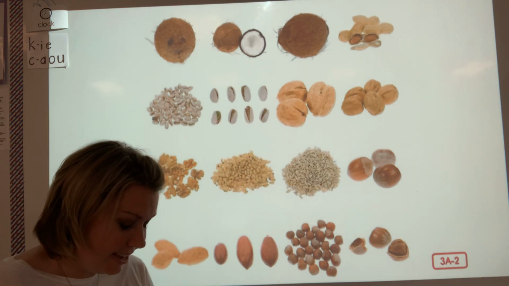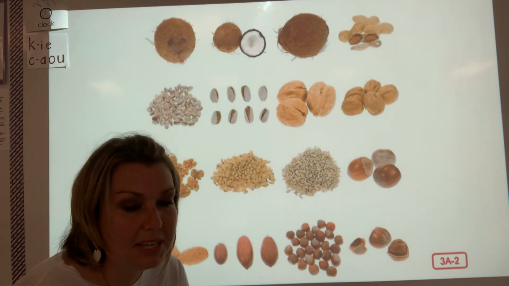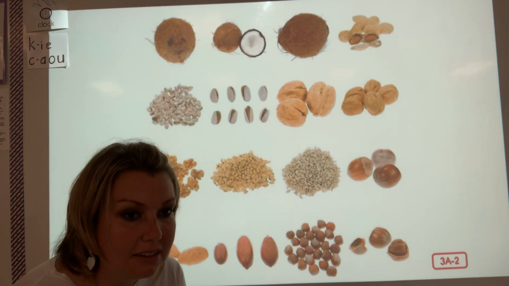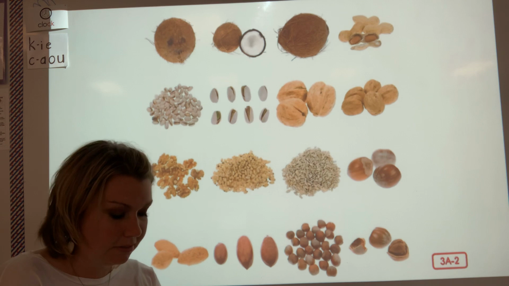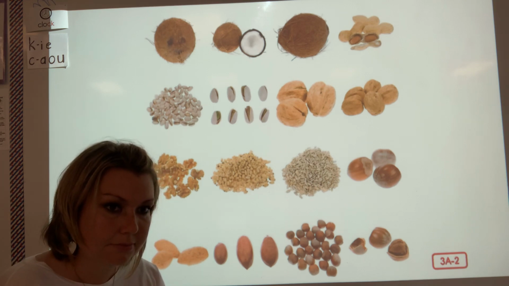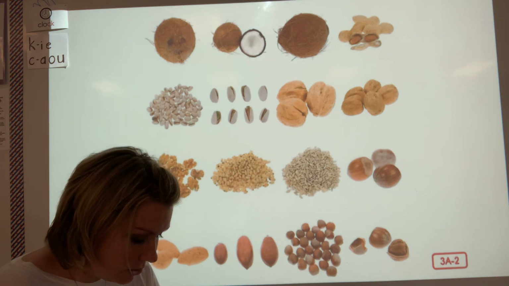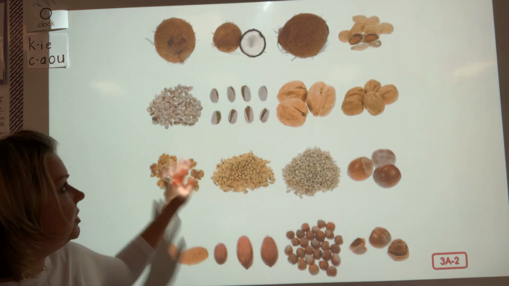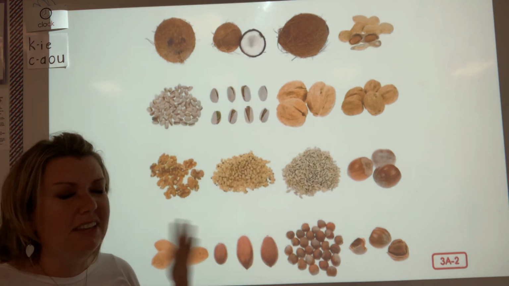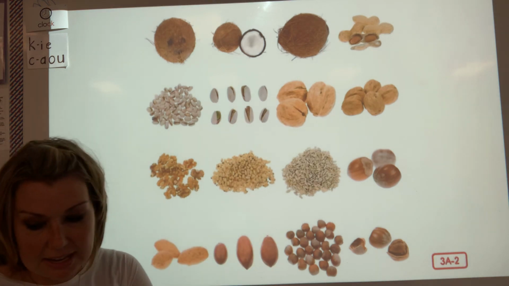You're exactly right. How about a pumpkin seed? Someone else. What's going to grow when I plant a pumpkin seed? Elliot. Pumpkin. A pumpkin's going to grow. You're exactly right. These are all different kinds of seeds. They all look different and they all come in different shapes and sizes.